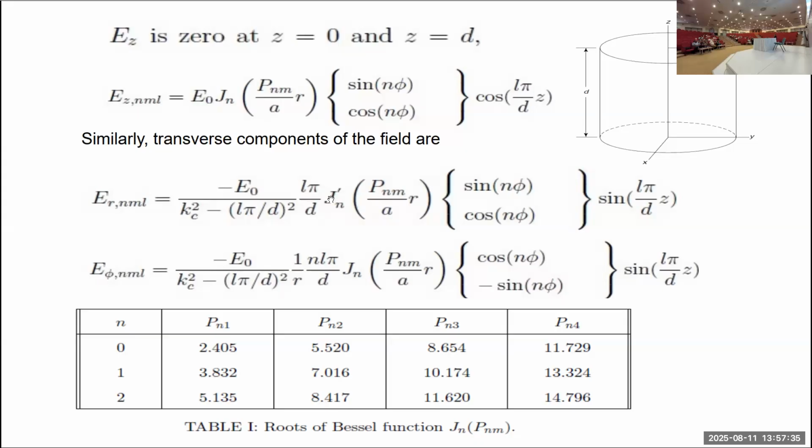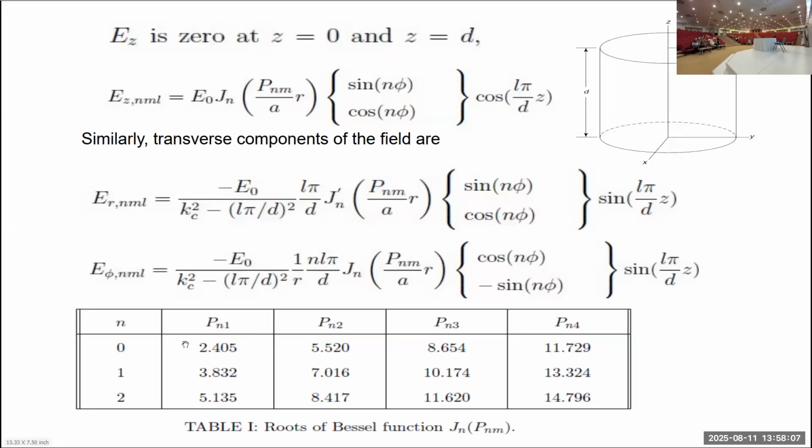In these equations, there is a Bessel function, and it's governed by these p_nm, radius, and a. These p_nm are roots of the Bessel function. a is a radius, and r is a running parameter. So the roots of Bessel functions are given.